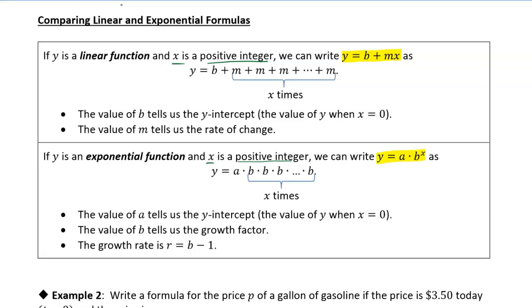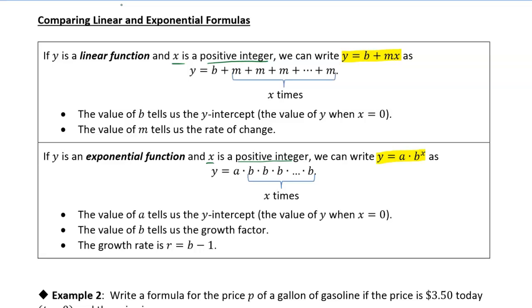The value of a in the formula tells you the y-intercept, right? Because the y-intercept is when x is equal to 0. If you put 0 into the formula, b to the 0 is 1, right? No matter what b is, anything to the 0 power is 1, and so you just get y equals a. So a is the y-intercept.